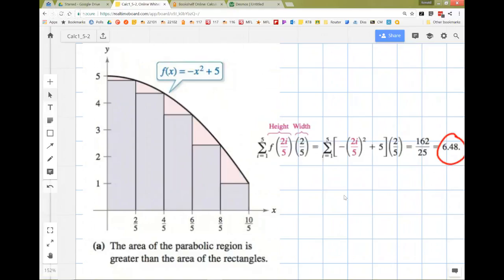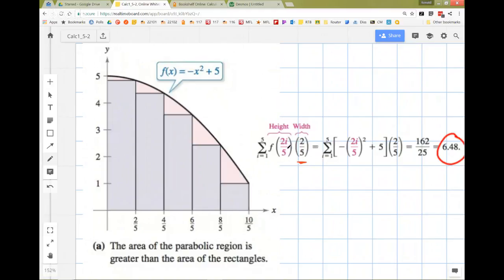Now, I'm not going to have you do this right now, but here's the idea. All right, what's the height and width of each rectangle? Well, you notice how each bar is a width of 2/5. So from 0 to 2/5 is 2/5. From 2/5 to 4/5 is 2/5. So each bar is 2/5 wide. That's this part right here, the width. And each height is f of 2i over 5, where i goes from 1 to 5.